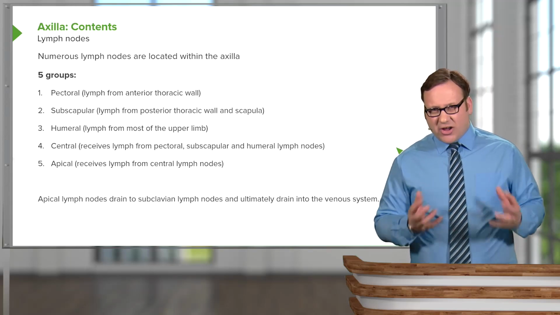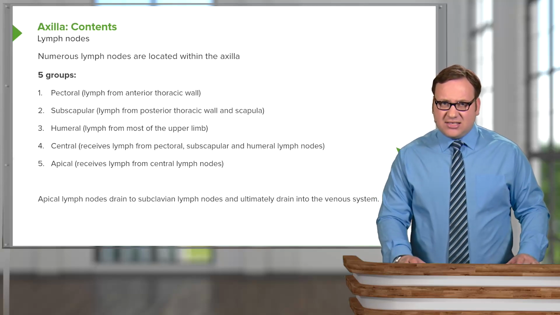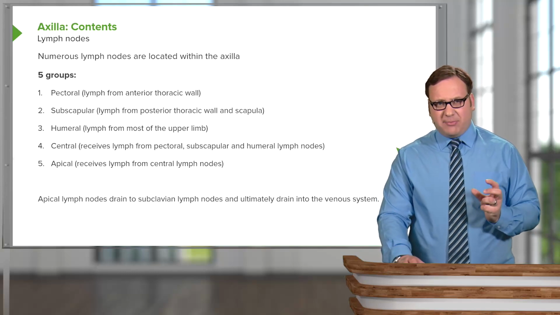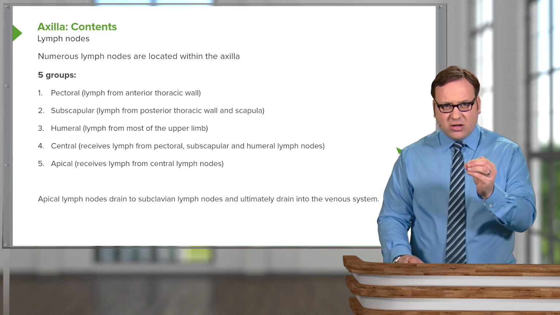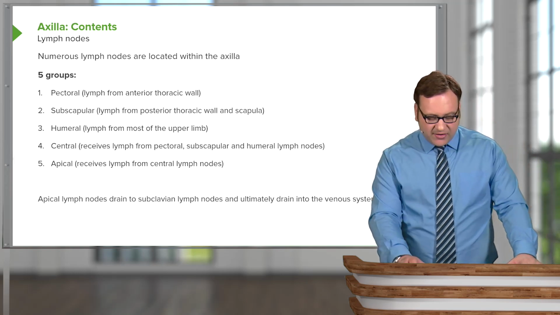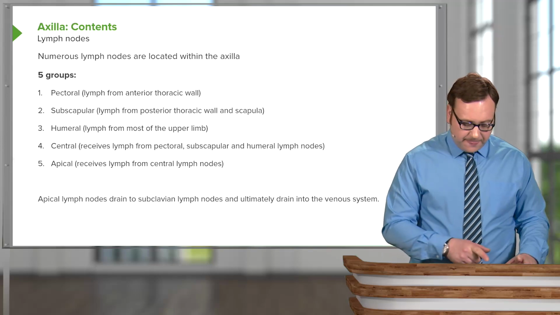So a very basic overview there. I don't really want to get bogged down in too much of the detail, but it's important that from this whole chest and upper limb region, they all pass to one central lymph node, which then passes through the axilla to the subclavian lymph nodes and ultimately drains into the venous system.